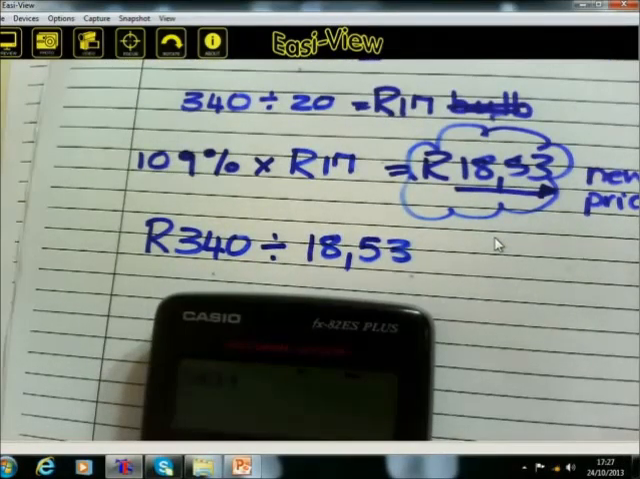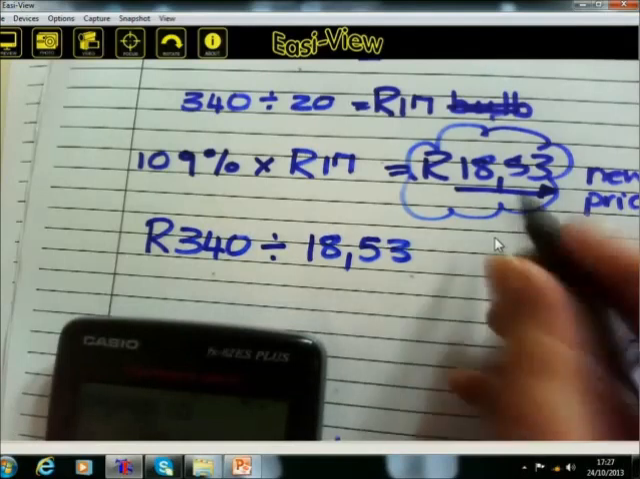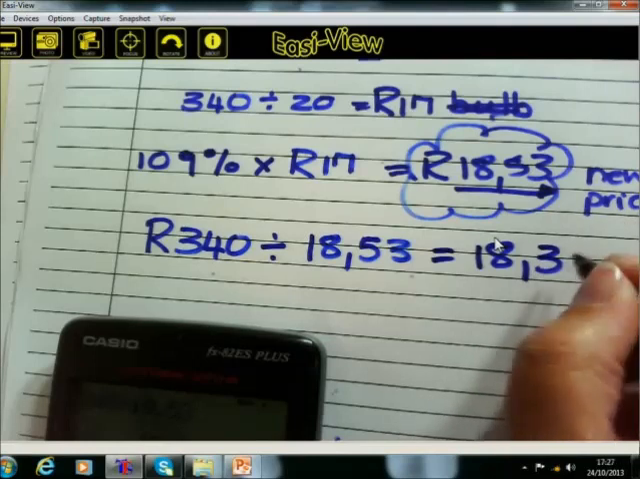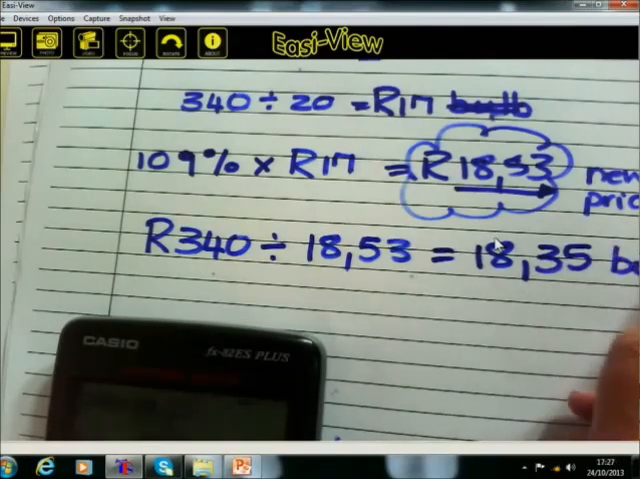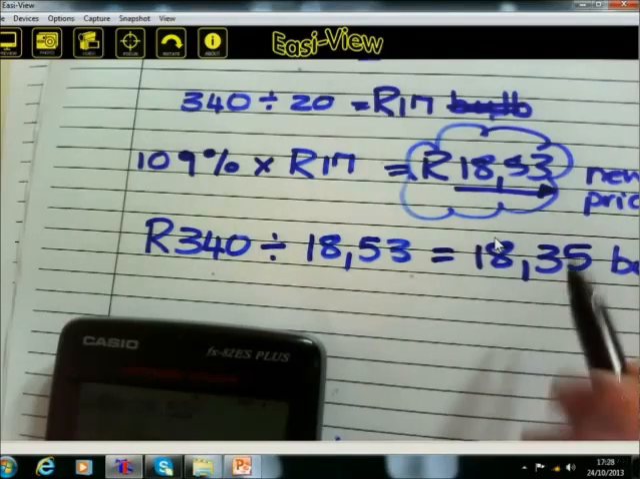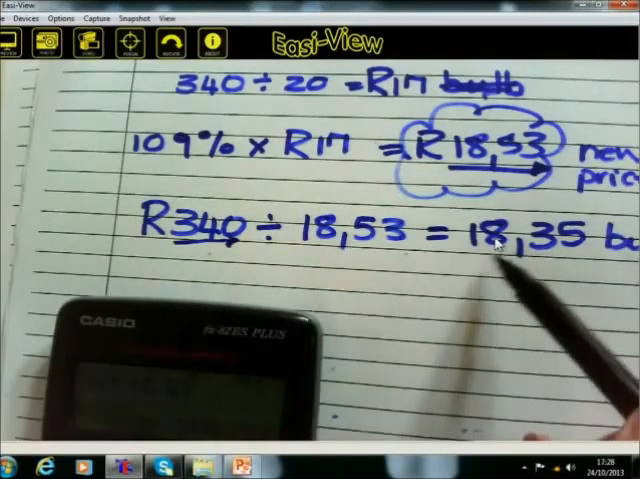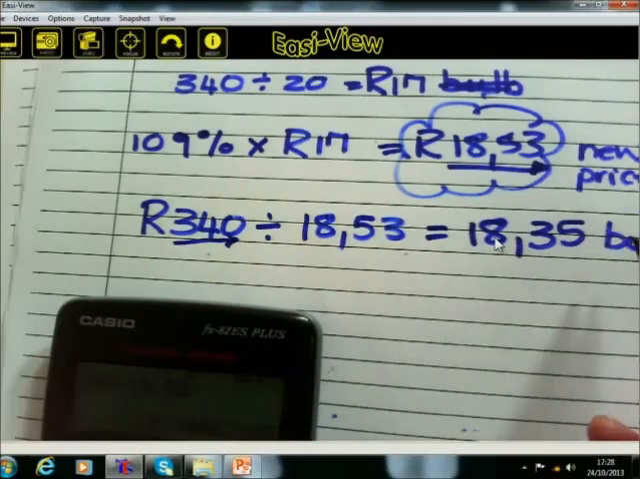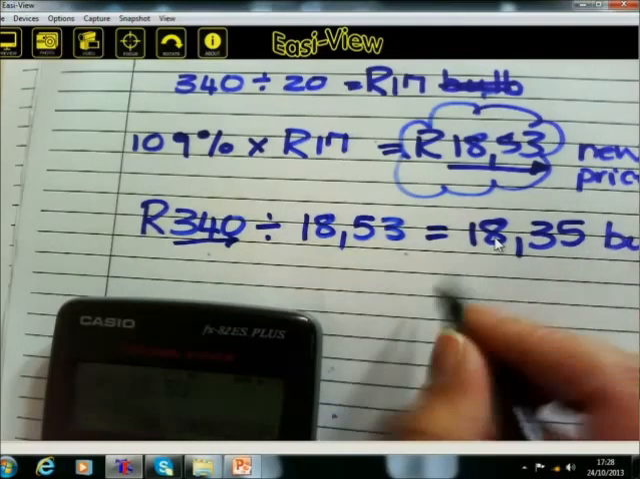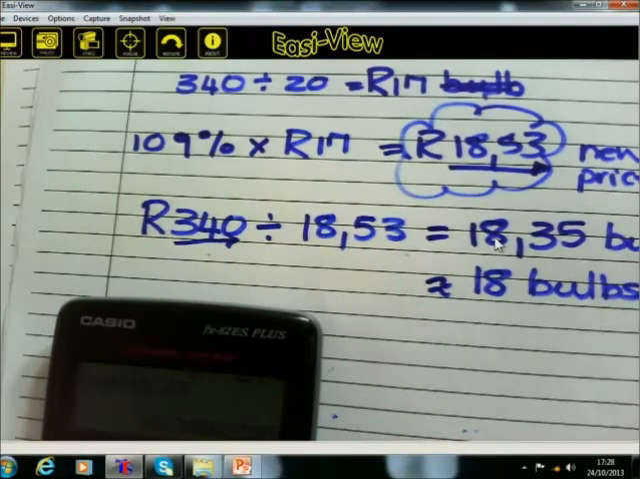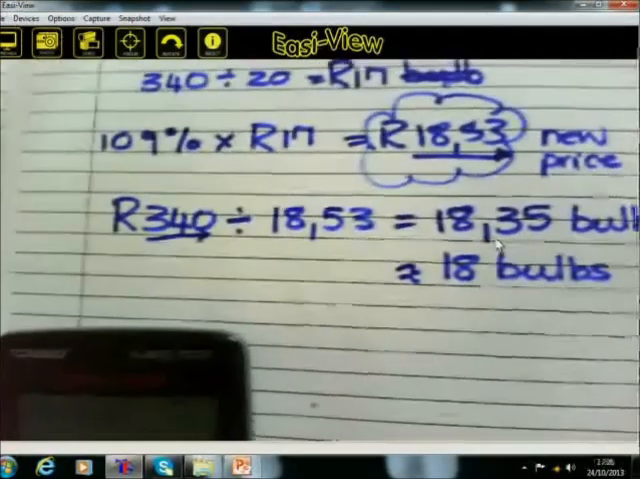So it's 340 divided by 18.53, and that equals, now be careful, 18.35 bulbs if I round it. But tell me, can I go buy half a bulb or a 0.35 bulb? No, because I only have that money. So I can't round it up to make it another bulb. In this case, I must round it down. So I'm only going to buy 18 bulbs. Right, that is just to show you how the purchasing power decreases.